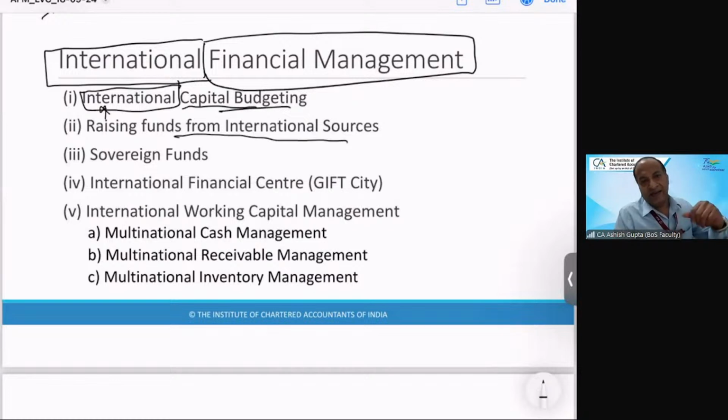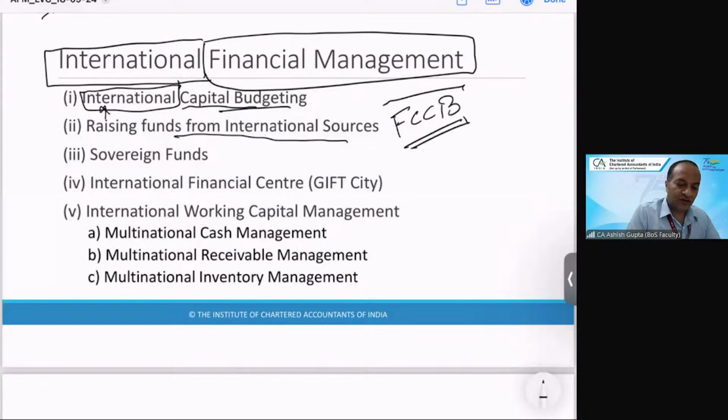When we say raising funds from domestic sources, generally there are three sources. Of course, bank loans and long-term loans are there, but there are sources like equity, debt, and preference shares. All these are domestic sources. Now here we shall see when we have to take the money from outside. If you are reading a financial newspaper, you must have come across the term foreign currency convertible bonds. These bonds are issued by the company outside India.